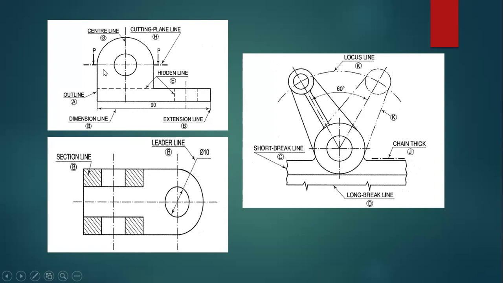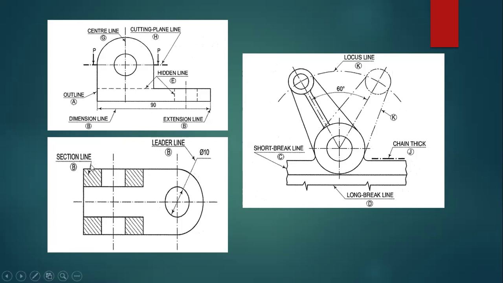Then we also have a thin continuous line. Thin continuous line we use for dimensioning. So look at this dimension line. This is what we call dimension line. And also, if you look at it, it's also an arrowhead line. But it is drawn thin with arrowhead on both sides. Then we also have extension line.